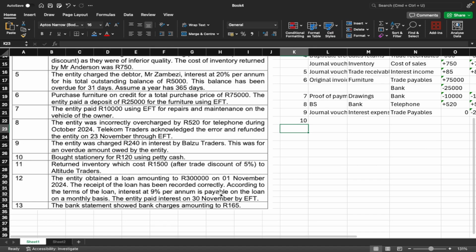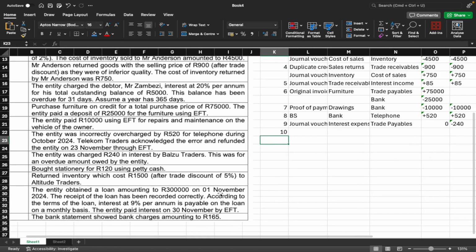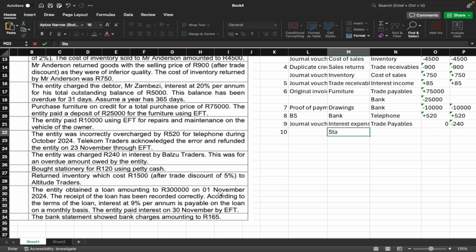Number 10, bought stationery for 120 rand using petty cash. This is an easy one. Whenever you buy stationery using petty cash, then you're going to debit stationery because stationery is recorded as an expense, of course, until the end of the financial year, where you have stationery on hand, or whatever is remaining is going to be recorded as an asset. But in this case, whenever you buy stationery, you debit stationery as an expense, okay? And that's why stationery would appear in your income statement as part of the operating expenses.